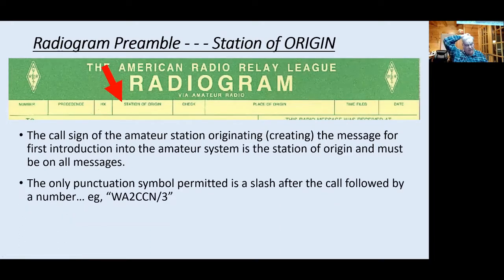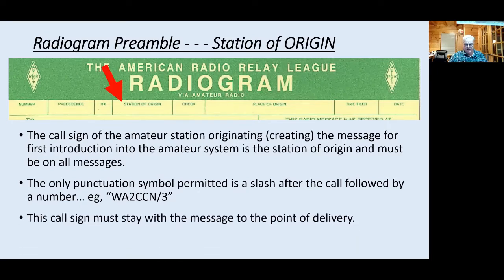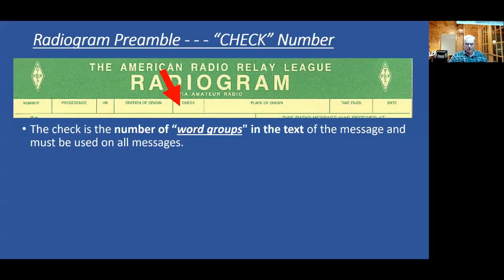The only thing that should be in here is your call letters, and the only symbol, punctuation mark, is a slash mark. For instance, WA2CCN, but I'm in Pennsylvania, so it would be a /3. And that call sign stays with the message all the time, and that's where any return messages go to, the station of origin. Then we've got our check number.